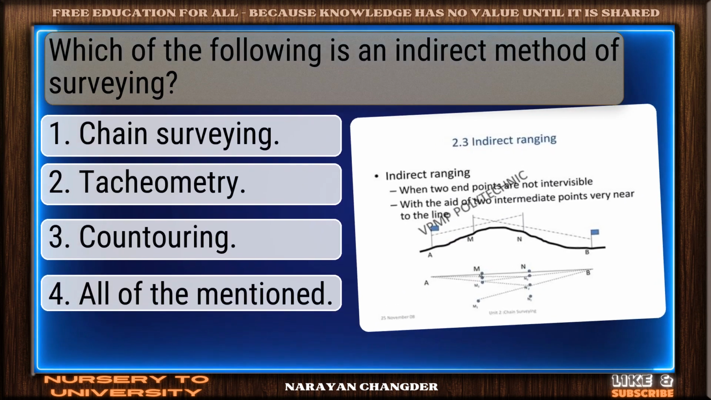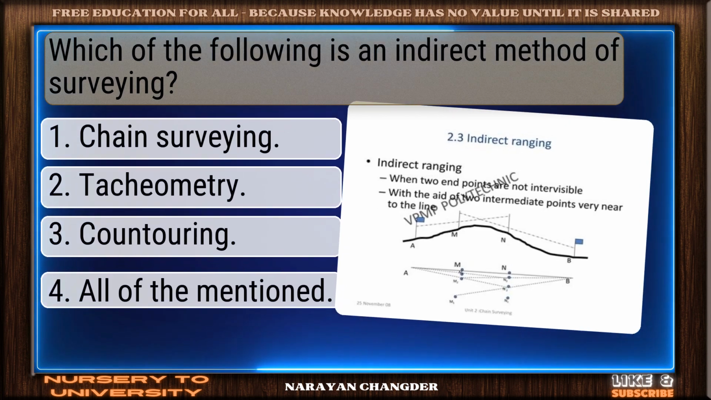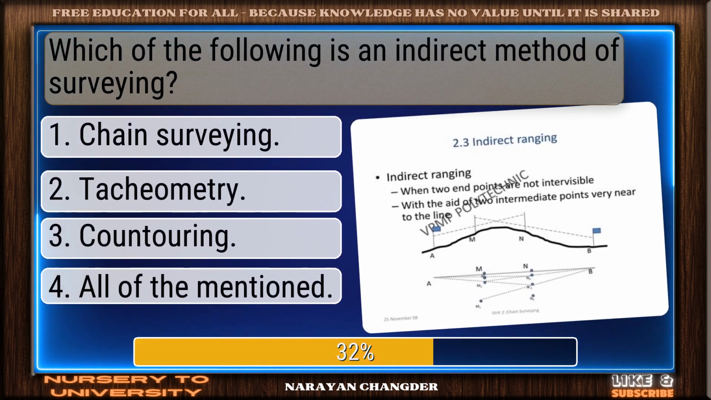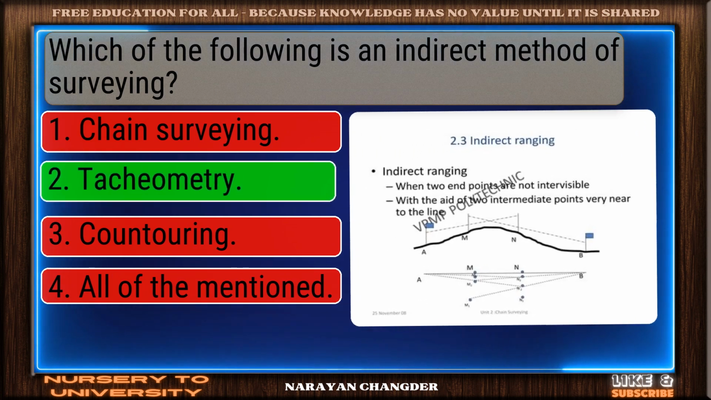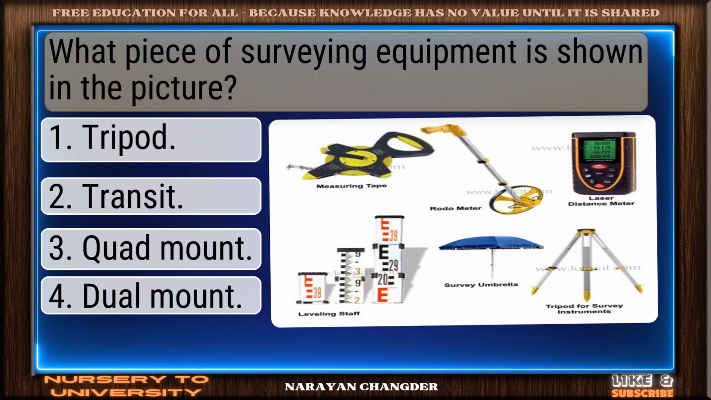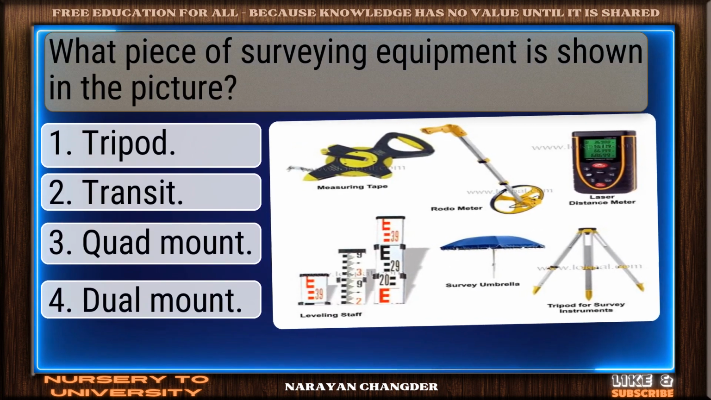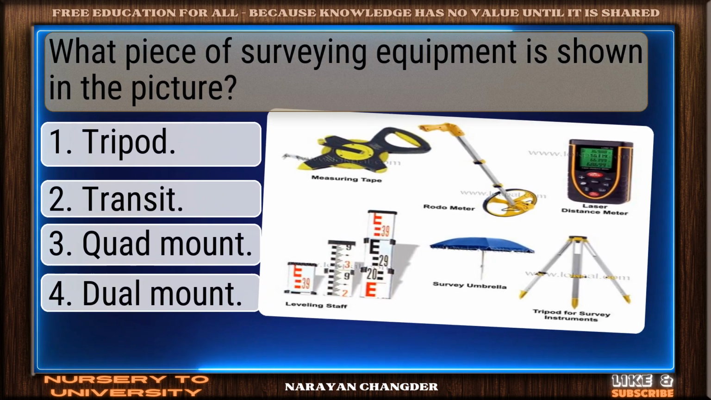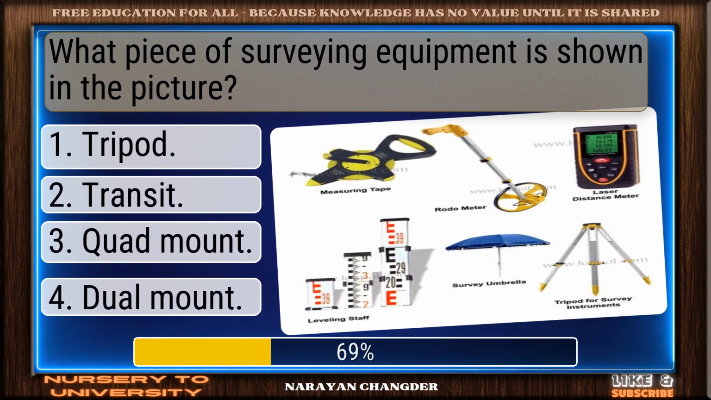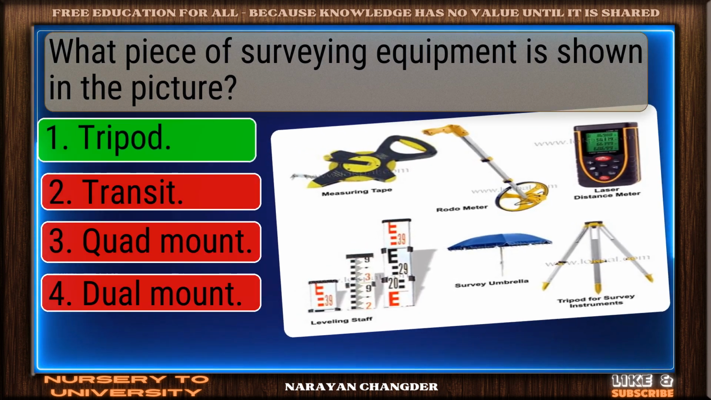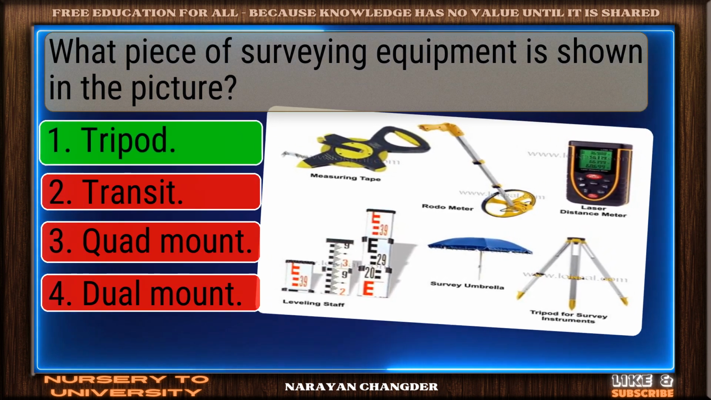Which of the following is an indirect method of surveying? Right again. Tachometry is a valid answer. What piece of surveying equipment is shown in the picture? Great job. Tripod is the accurate answer.